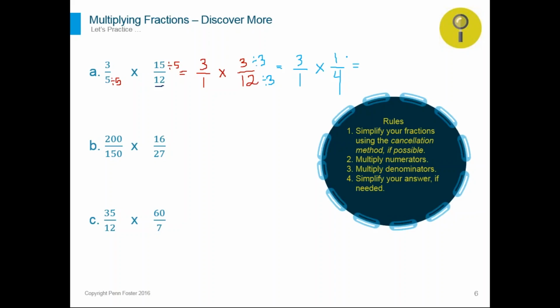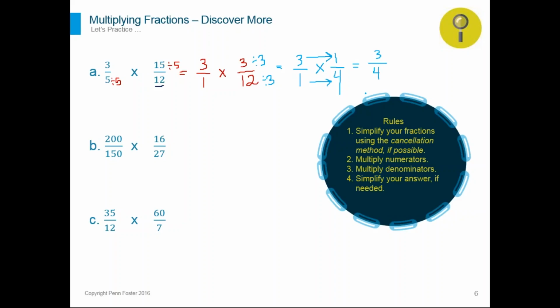When do I decide that there is no more chance for me to use the cancellation method? Check the top numbers with the bottom numbers. Do we have any common factors left? 3 and 1, no. 3 and 4, no. 1 and 1, nothing. 1 and 4, nothing. At this point, I'm going to decide to multiply across. The numerator times the numerator, 3, over 1 times 4 will give you 4.